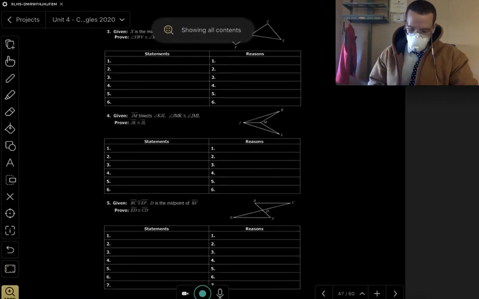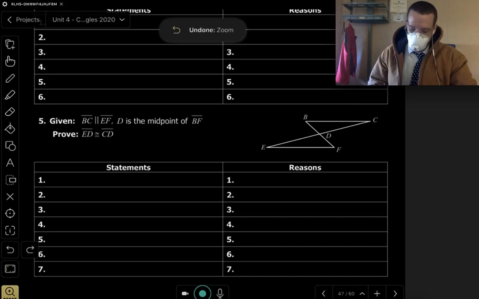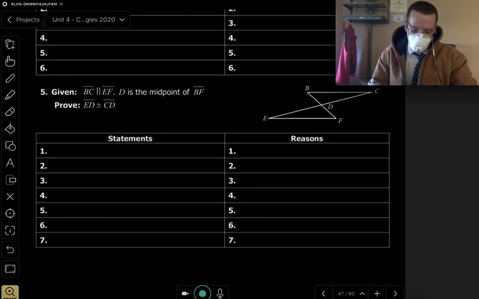Mr. Hissner here, and we're going to continue on with our CPCTC proofs. This is going to be just a little bit more of a difficult proof, and let's just get into it.